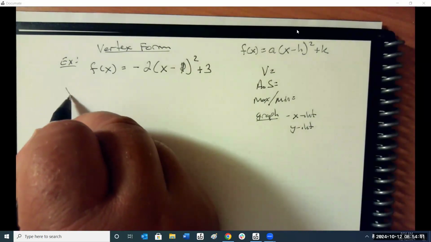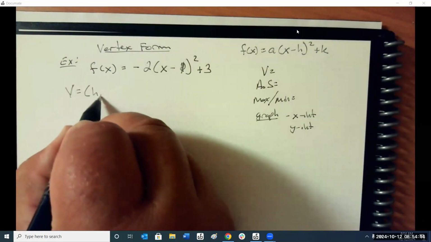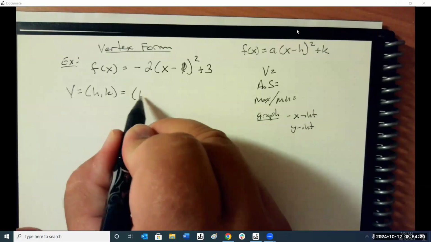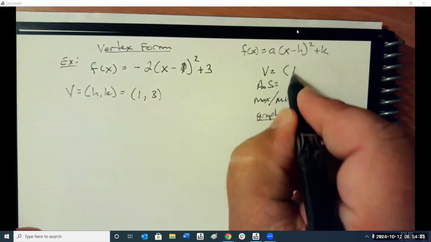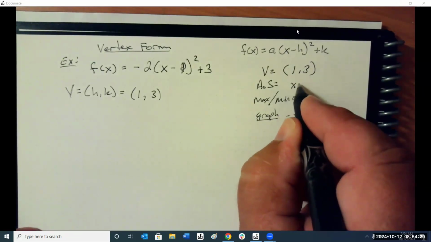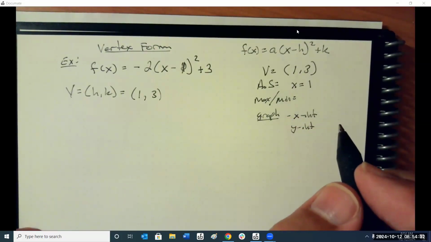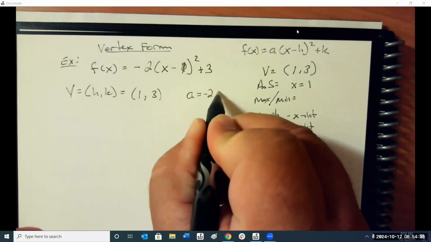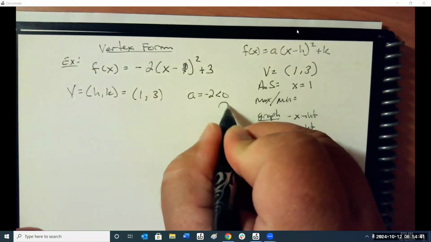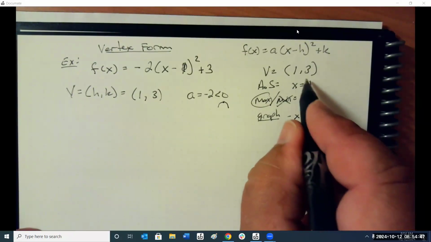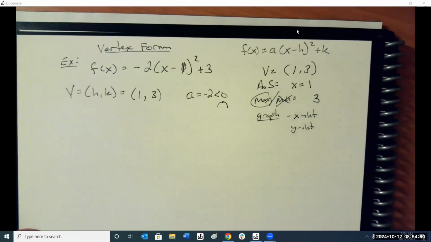Okay, the vertex is at the point h, k. It's x minus h, so h is 1, and k is 3. The axis of symmetry is x equals 1. a is negative 2, which is less than 0, so it opens down. That means we have a maximum at 3. So the highest point of our entire graph will happen at y equals 3.